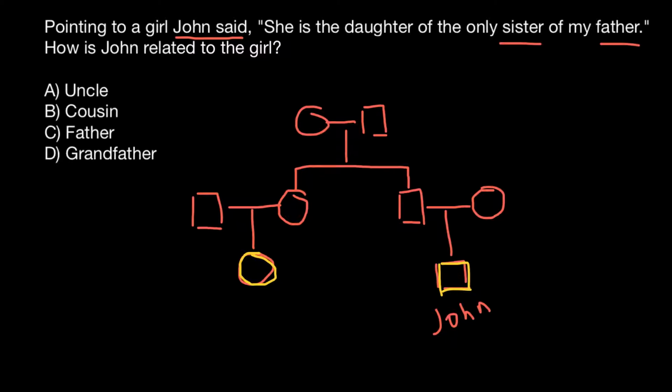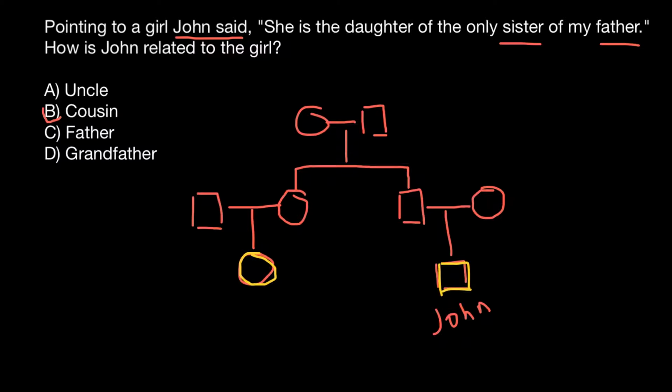Again, let's follow the logic. She is the daughter of the only sister of my father. So John's father has only one sister, and she is the daughter of the only sister of my father. So he is talking about his cousin. This is answer B.